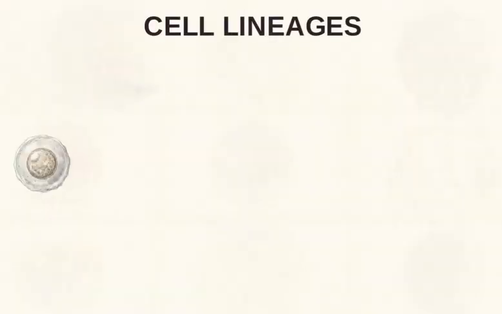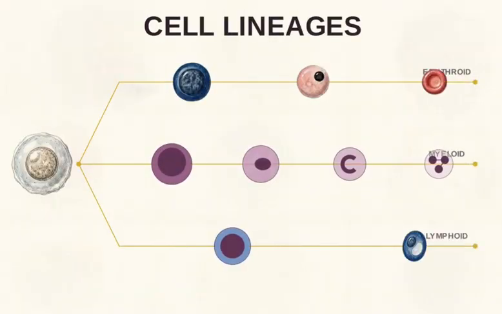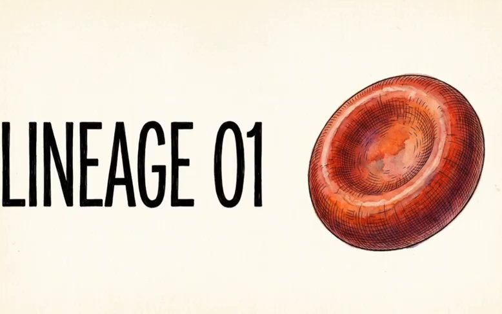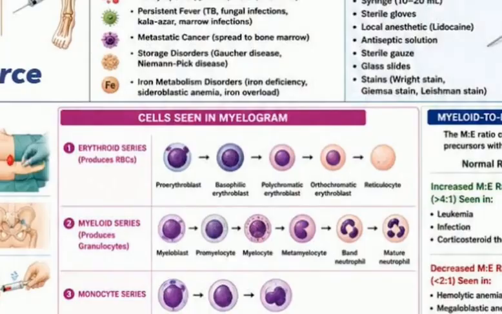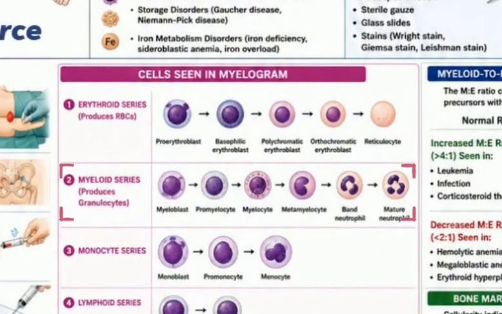The objective shifts from measuring total volume to tracking the sequential maturation of individual cell lineages. The first major lineage is the Erythroid series, whose primary function is producing red blood cells. This graphic isolates the erythroid maturation gradient, progressing from the proerythroblast through basophilic, polychromatic, and orthochromatic stages to a reticulocyte. Below, the Myeloid series produces granulocytes, maturing through myeloblast, promyelocyte, myelocyte, metamyelocyte, band, and mature neutrophil.